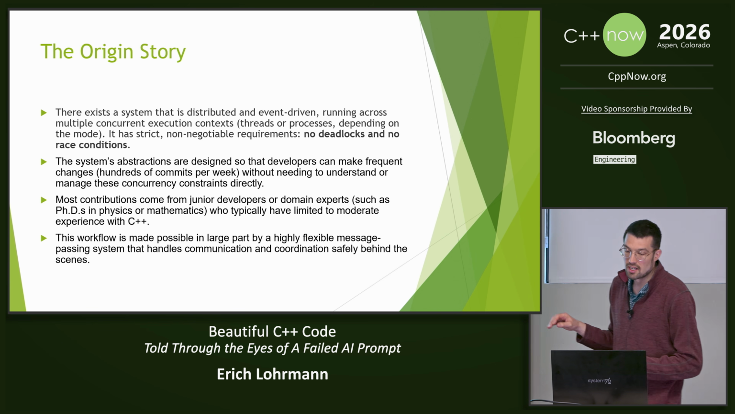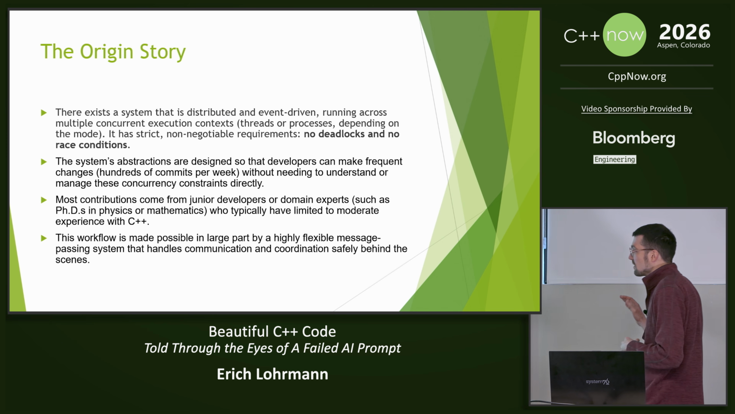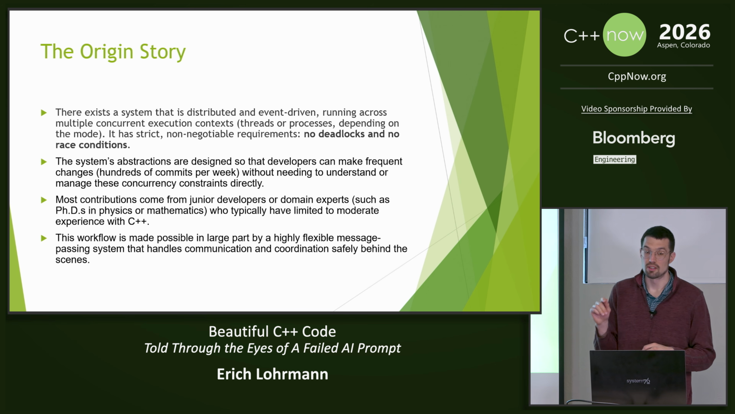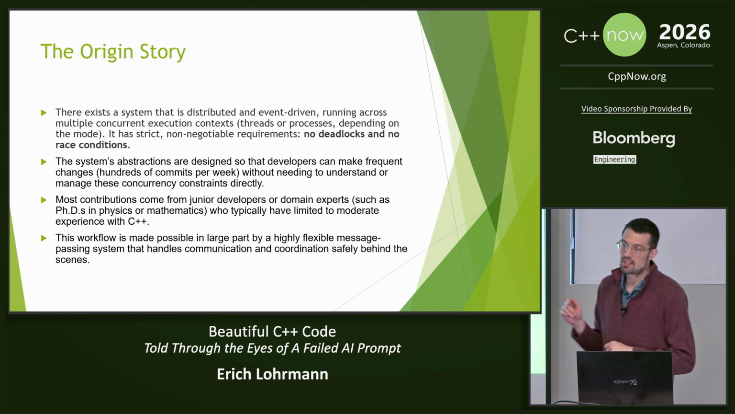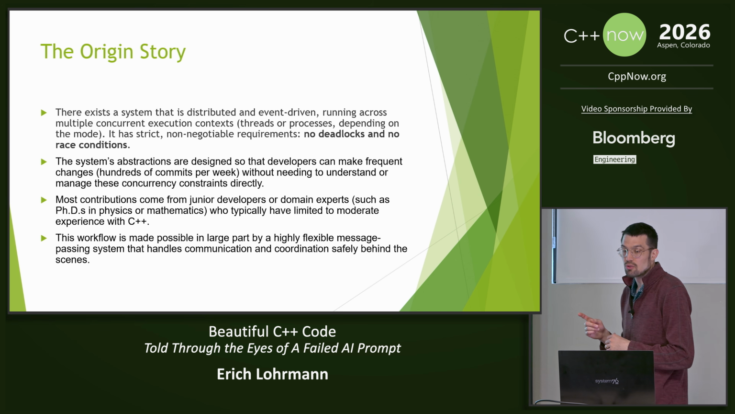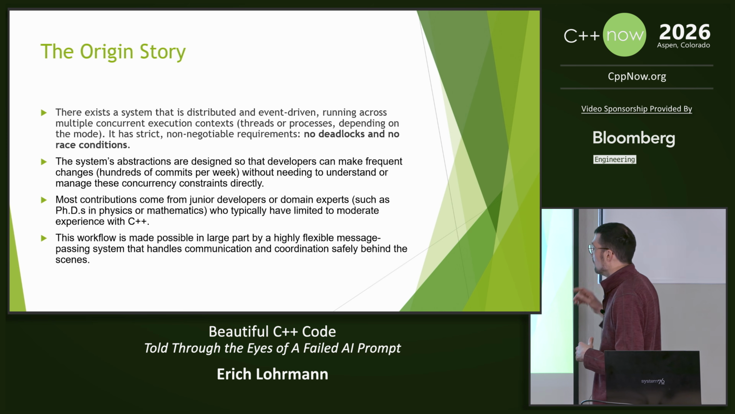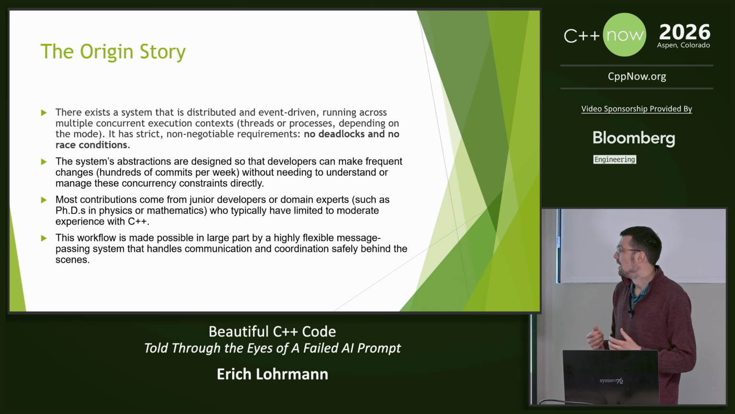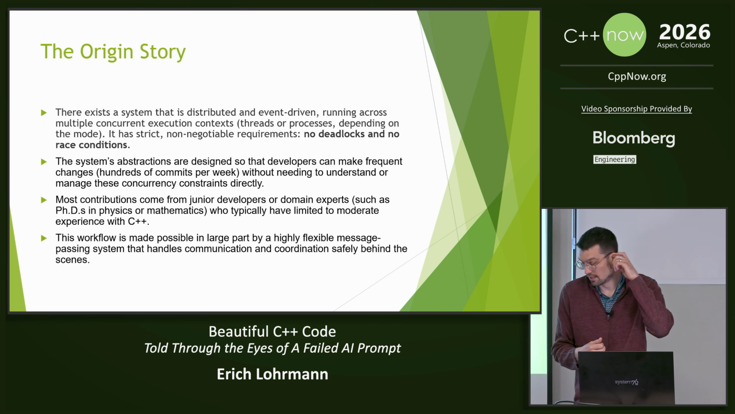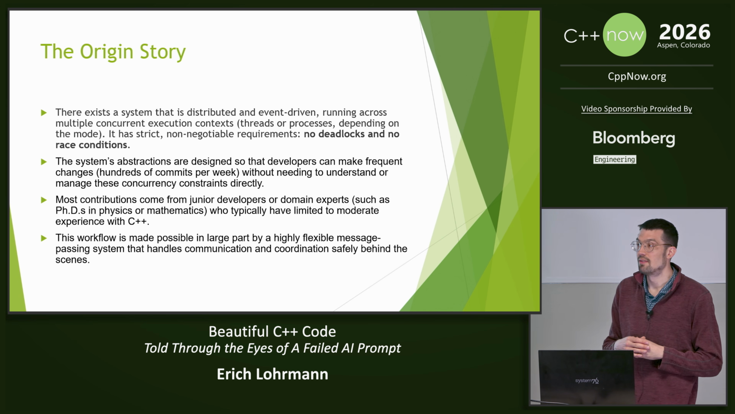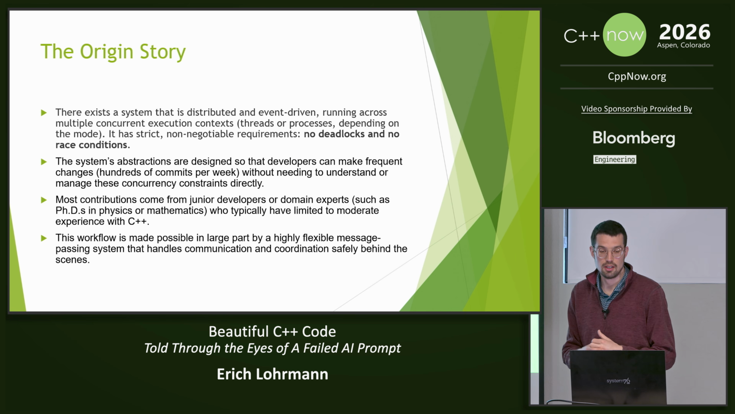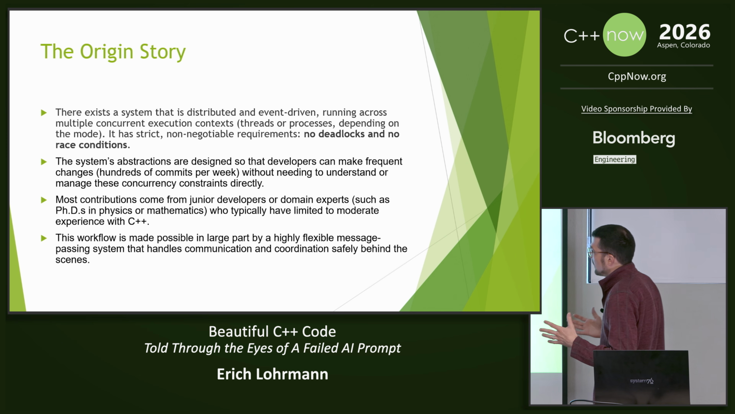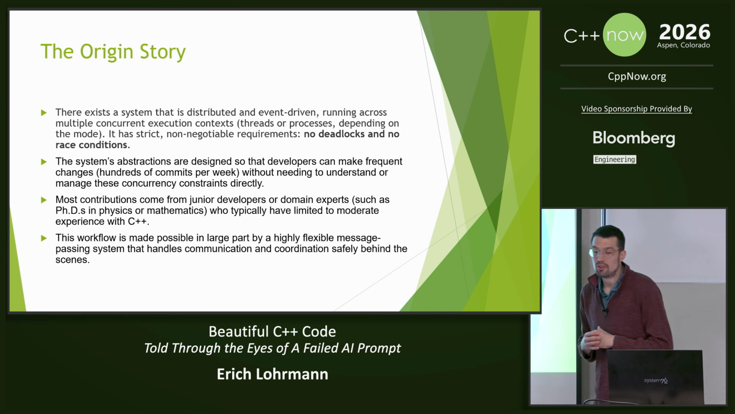The system's abstractions are designed so that developers can make frequent changes, hundreds of commits per week. They don't need to understand or manage any concurrency constraints to do so. And most of the contributions come from junior developers or domain experts. So PhDs in physics or mathematics, they have limited expertise with C++. And a lot of them, electrical engineers, have more experience with C than they do C++. So how does that work? How do you meet all of those requirements?